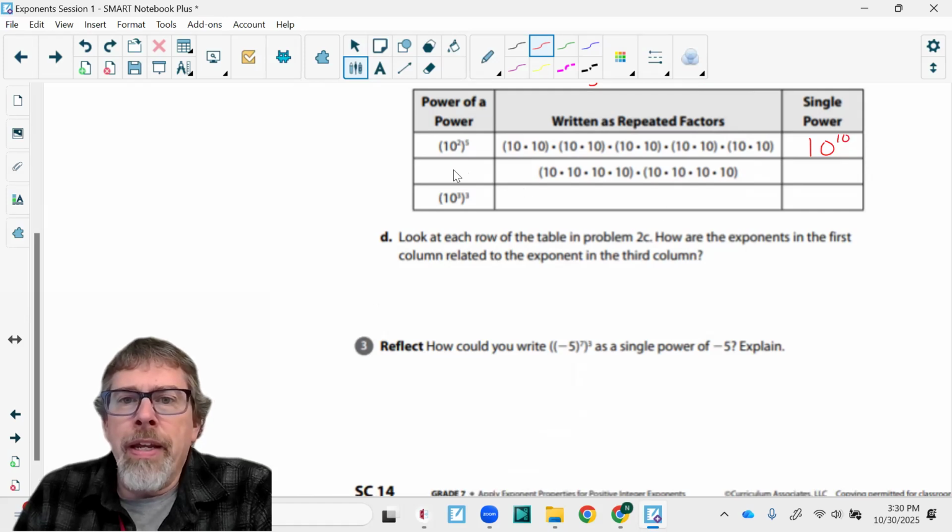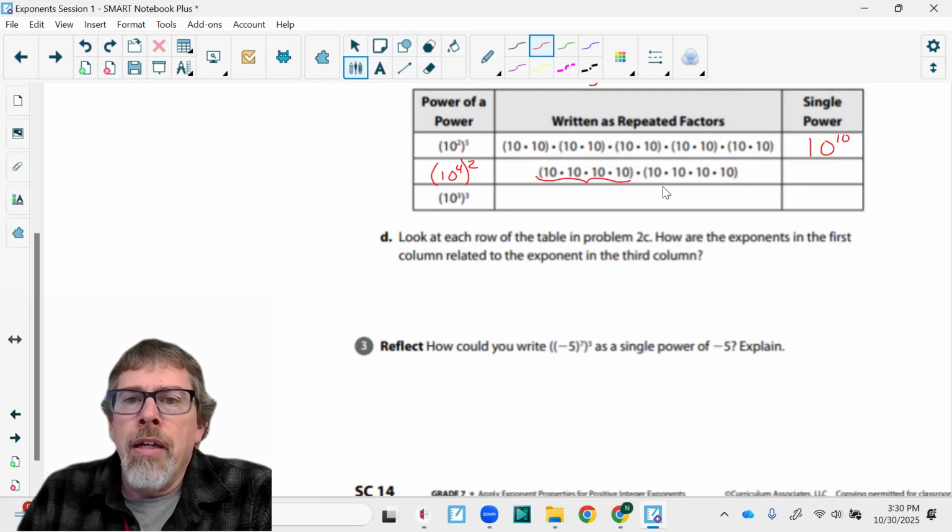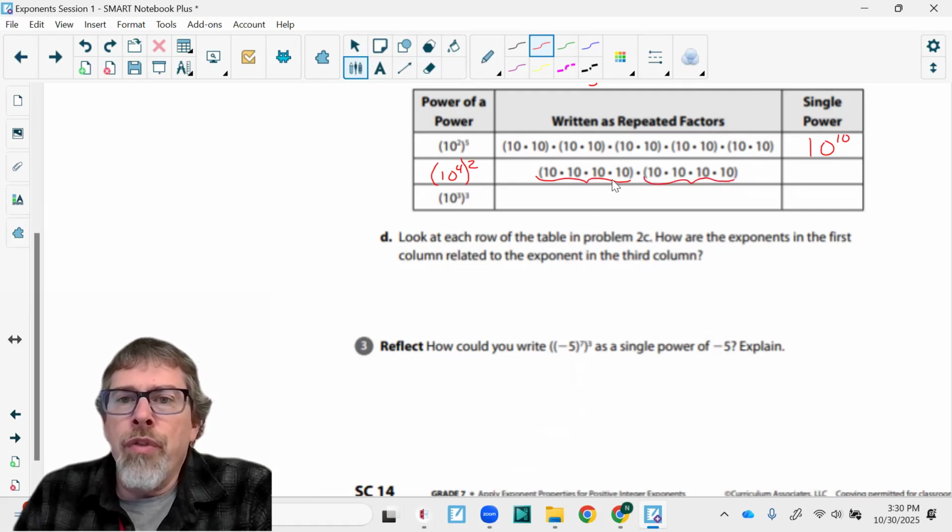This one was left blank. So what I'm going to do is look in the parentheses, and there are 4. So it's going to be 10 to the fourth power. And then there are two parentheses, so the 2 goes outside. So there's two parentheses with 4 in each, totaling 8.